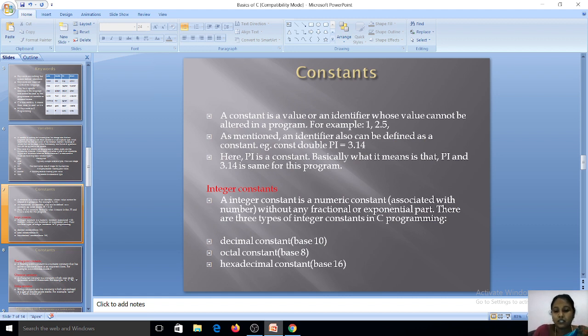Okay, constant. Constant is a value or an identifier whose value cannot be altered in a program. It is nothing but a fixed value. For example, if we are declaring a variable a equal to 1 or b equal to 2.5, it means the variable value will not be changed during the execution of a program. An identifier can also be defined as a constant.